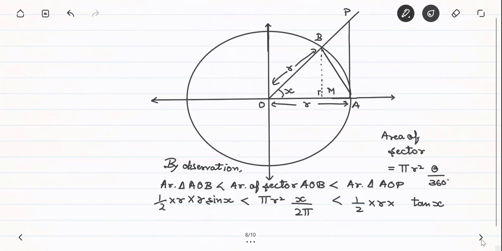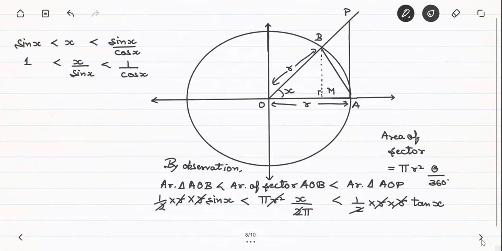Now we can cancel out half from each side, and r will also get cancelled out. So we will be left with sin x, x, and sin x upon cos x. Now we can divide by sin x. Now we will take the reciprocal. So the reciprocal of 1 will be 1, and the reciprocal of x upon sin x will become sin x upon x, and reciprocal of 1 upon cos x will become cos x, and due to which the orientation of inequality sign will also change. So let's do it.